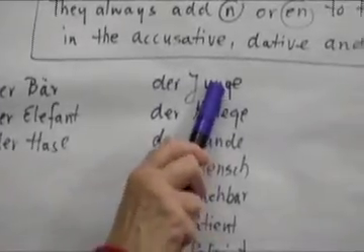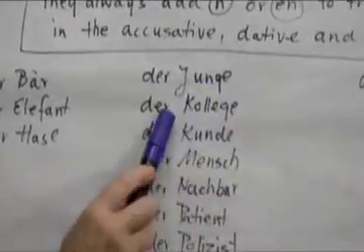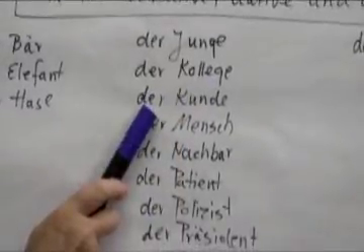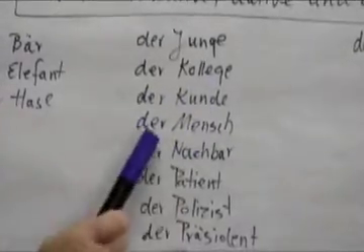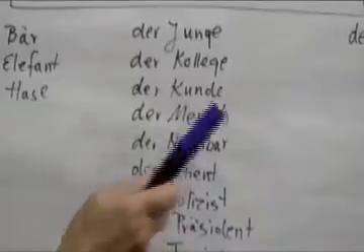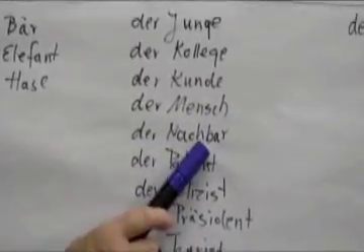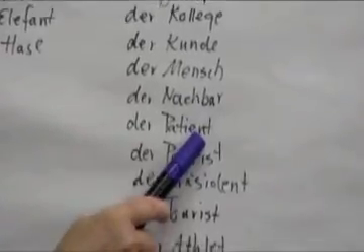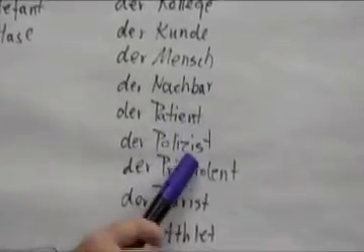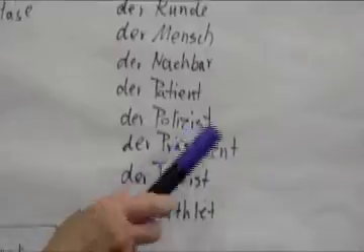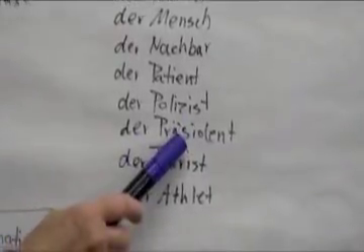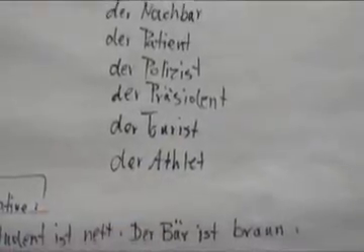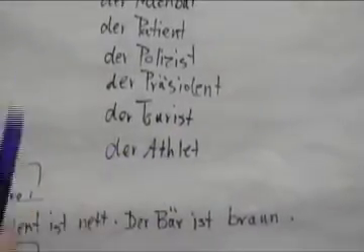Der Junge, that's the young boy. Der Kollege, that's a colleague. Der Kunde is a customer. Der Mensch is a human being. Der Nachbar is our neighbor. Der Patient is the doctor's patient. Der Polizist, he is a policeman. Der Präsident, that's the president. Der Tourist, that's obviously a tourist. Und der Athlet is an athlete.